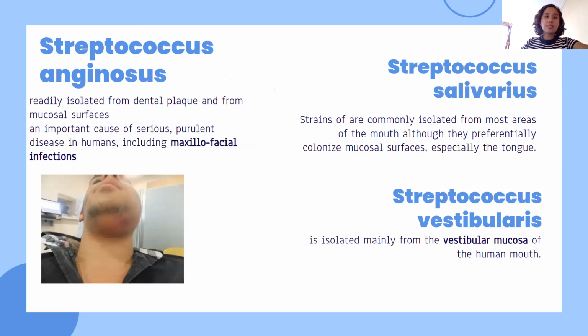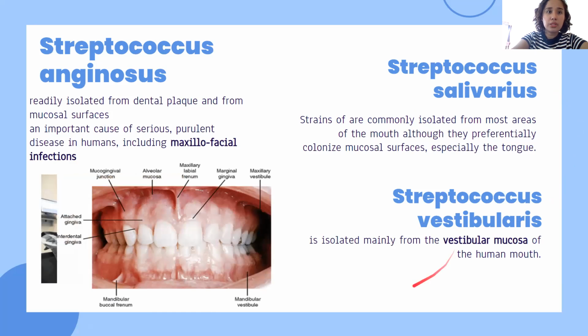So other Streptococcus, we have anginosus. It is also found in dental plaque and mucosal surfaces. Notice here, guys, the maxillary is inflamed. Then salivarius, isolated from the mouth, could colonize the mucosal surface and the tongue. Vestibularis is found in the vestibular mucosa. So the vestibular mucosa, this one.